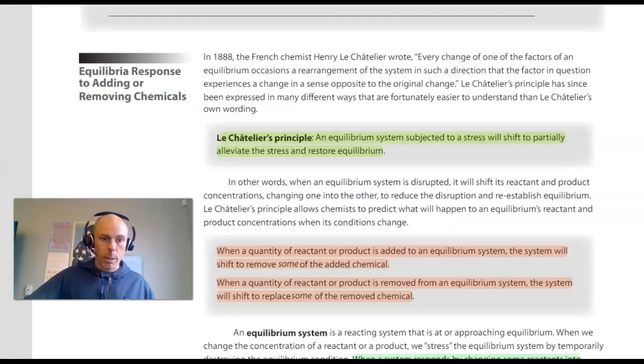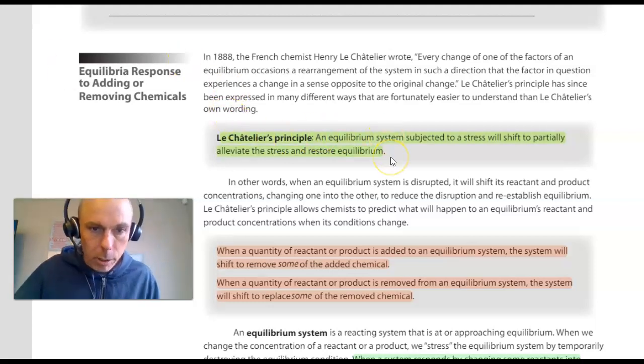And again, that was a quick summary of what you have begun to understand from the first 2 College Board lectures about equilibrium. I've flipped my book now to page 108 of the physical textbook, 116 of the ebook. We're in section 2.2, Le Chatelier's principle, looking at the section called equilibrium response to adding or removing chemicals. This is all about if a reactant or a product is added to an equilibrium system, what will happen? How will that system respond?